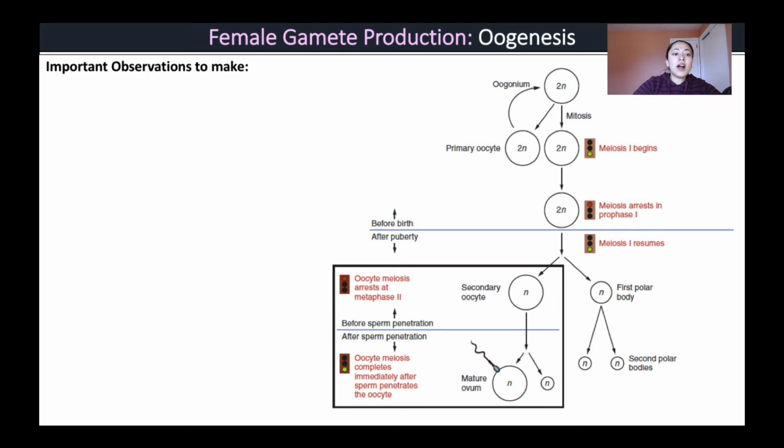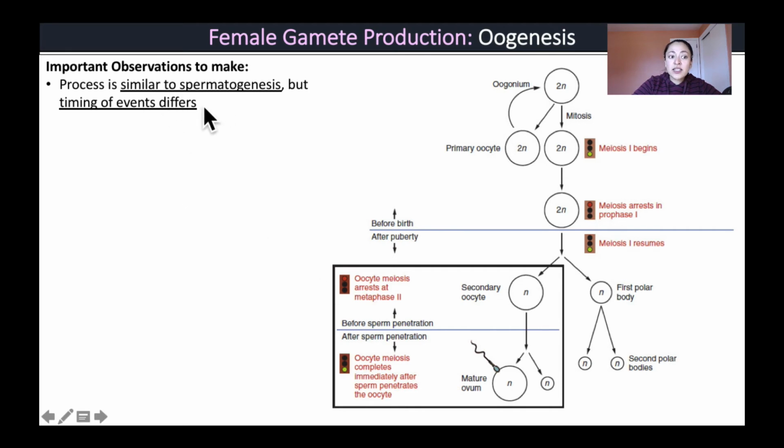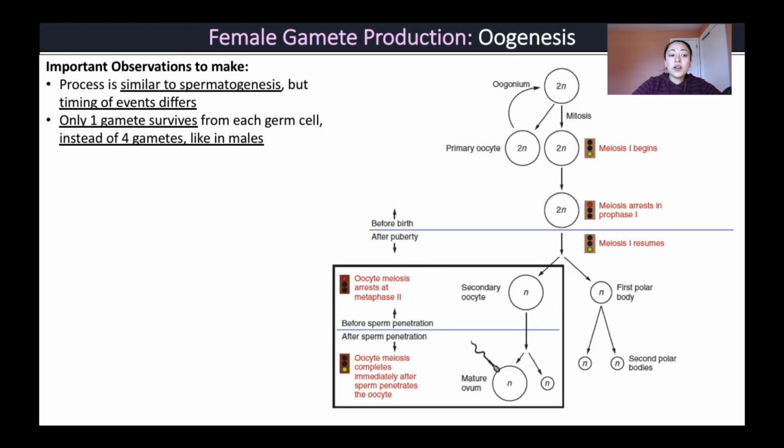Okay, so some important observations to make here. The process is similar to spermatogenesis, but the timing of the events differs. Also, another really important point here is that only one gamete survives during oogenesis, whereas in males, there were 4 gametes that resulted from spermatogenesis. In females, only 1 mature egg is made.